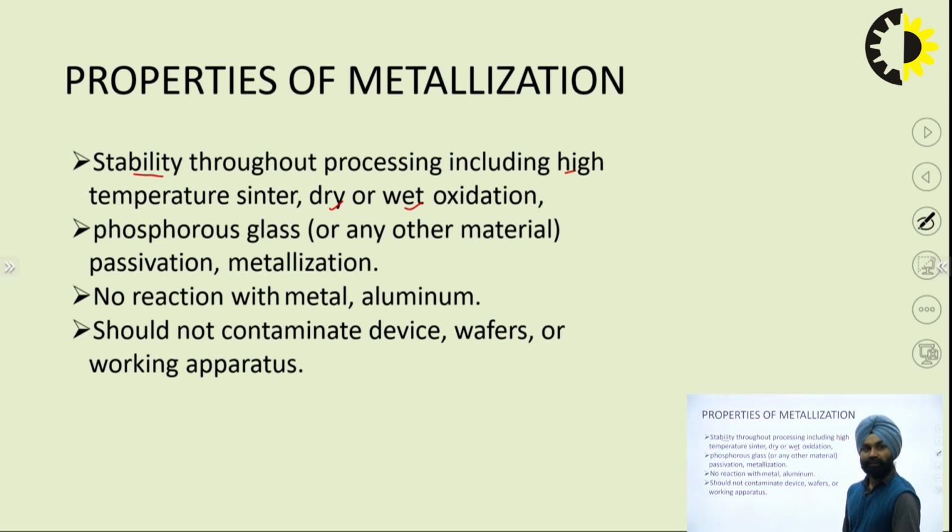Another thing is that it should have a passivation for the metallization. When we create an oxide, that oxide is also a passivation. There may also be a passivation using phosphorus glass or any material for the passivation. With this passivation, there will be no reaction with the metal, for example aluminium. So there should be no reaction with a metal such as aluminium.